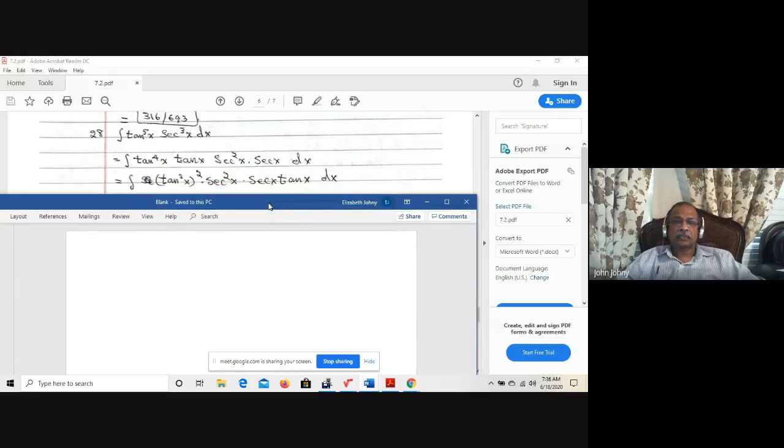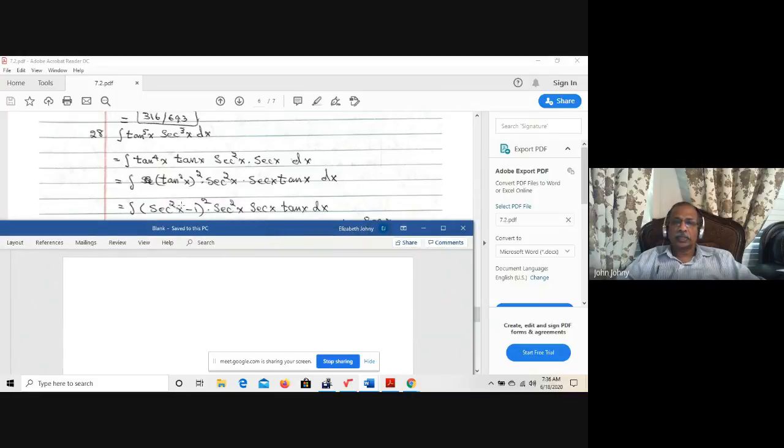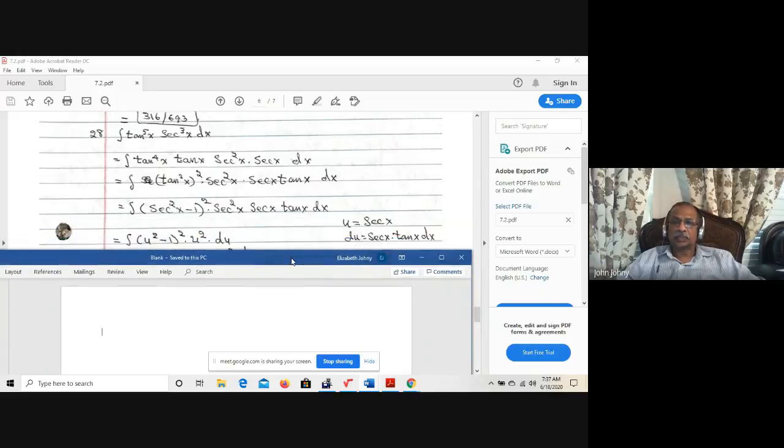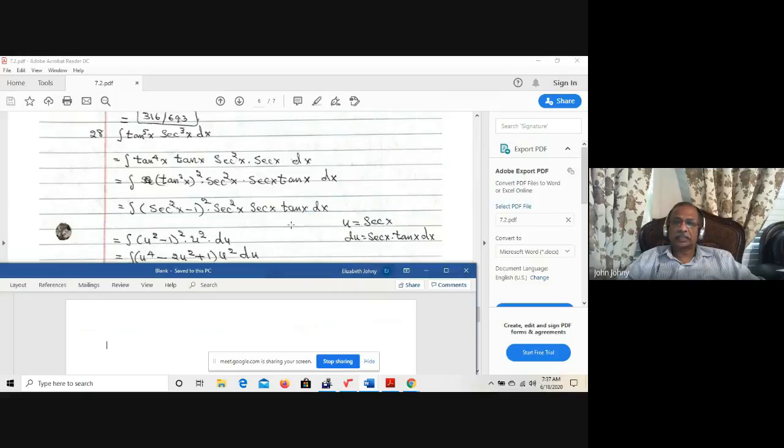That is, tan to the 4x is tan square x the whole square. Then you have secant square x, then secant x times tan x dx. Tan square x is secant square x minus 1. So it is secant square x minus 1 the whole square times secant square x times secant x times tan x dx. Now use the substitution. U is equal to secant x, so du is equal to secant x tan x dx. So secant x tan x dx is du. This is u square minus 1 the whole square times u square du.